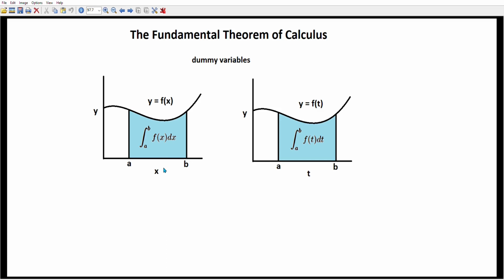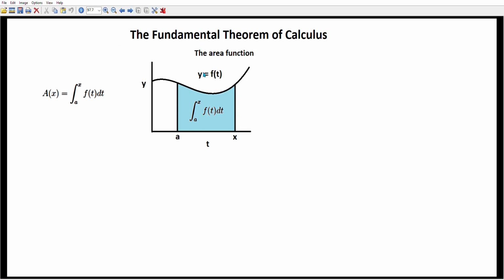If we change the variable name from x to t, what we see is that it's exactly the same blue area. In other words, the integral from a to b of f of x dx is exactly equal to the integral from a to b of f of t dt. It does not matter what we call a variable. When we're done, we get the same area. So the variable name makes no difference. It's what's called a dummy variable. And we will make use of this property when we define the area function.